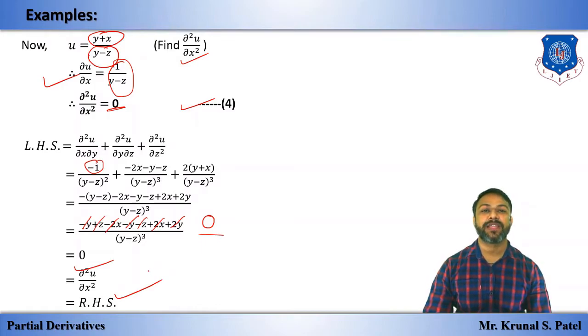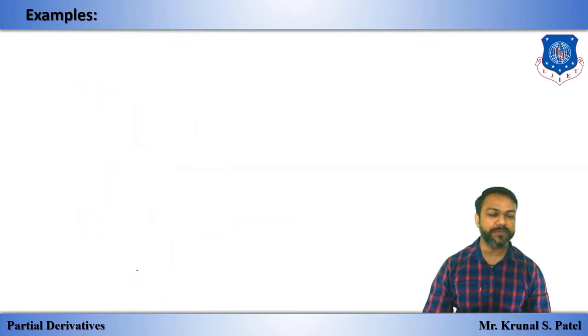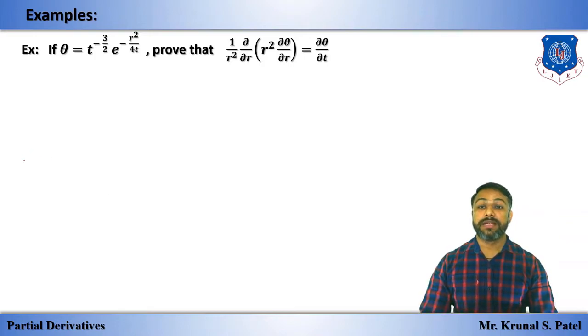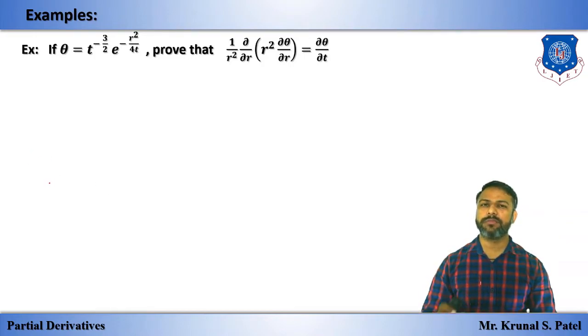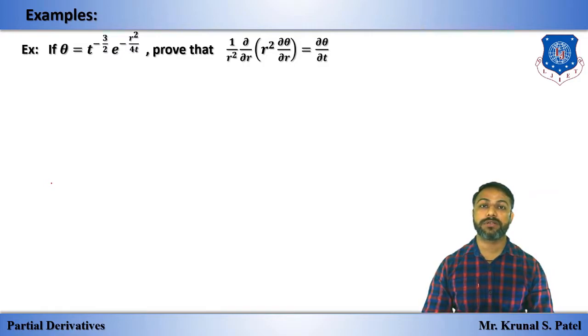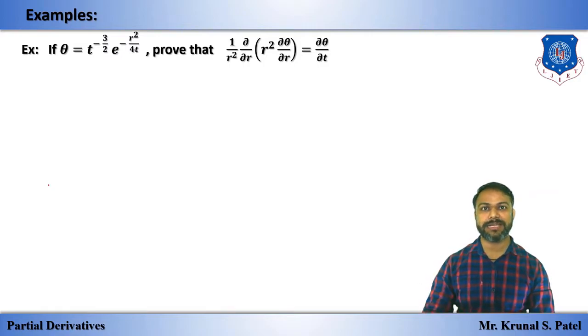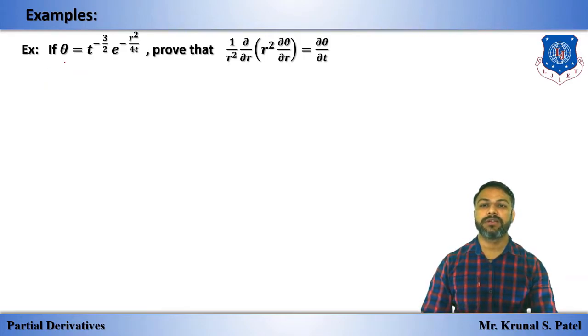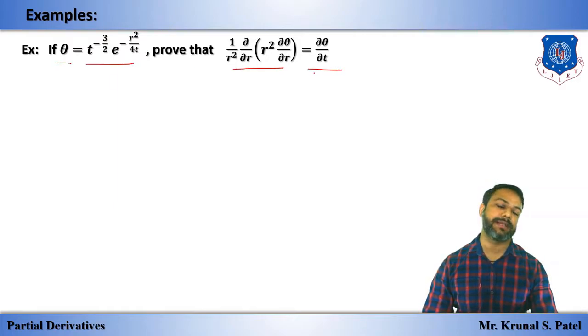Okay, so how we can solve this kind of example we have seen. So let's have a look at one more example, and this is quite a tricky question, so just pay more attention than in the previous example. Okay, so let's start with the solution of this question. The question is theta is equal to this, and prove that this left hand side is equal to the right hand side.